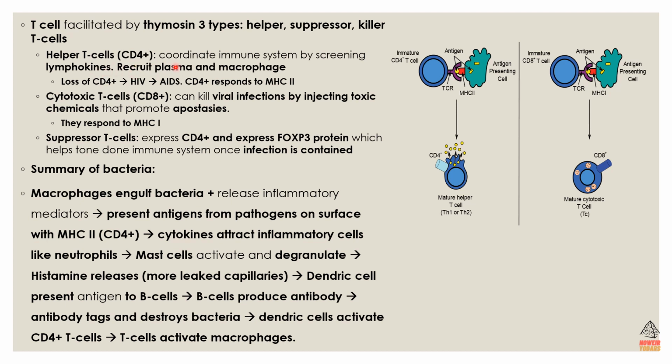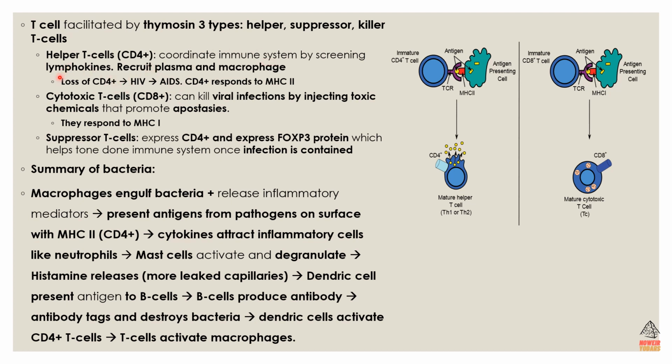And now we're going to start with helper T cells, or CD4+. They coordinate the immune system by secreting lymphokines, and they recruit plasma cells and macrophages. So what happens if you don't have CD4 anymore? The loss of CD4 leads to HIV, and then it leads to AIDS, because CD4 responds to a specific type of MHC. It's called MHC2. So let's say a viral infection causes the loss of CD4. This will lead to HIV, and it will lead to AIDS.